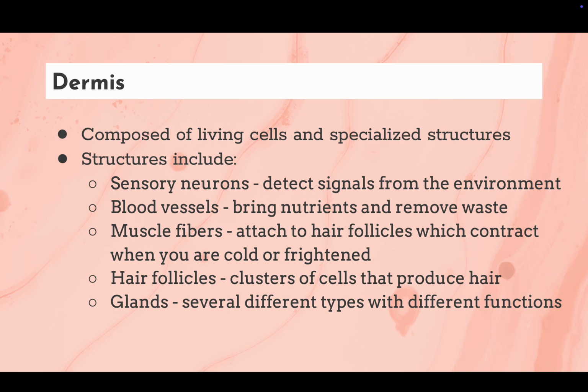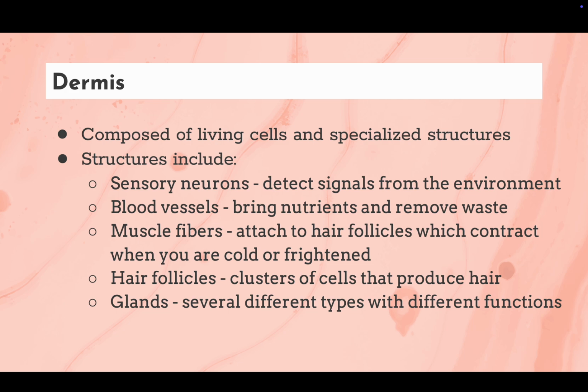Why does that happen when you're frightened? Why do you get goosebumps when you get nervous or excited? It makes you look bigger, so it wards off predators. If you have a dog, you know that the hair stands up on end. It's the same thing: the muscle fibers attached to the hair follicles are contracting, causing the hair to be pushed up and straight. The hair follicles are also in this layer, which is basically a cluster of cells constantly producing keratin, which is the hair strand.